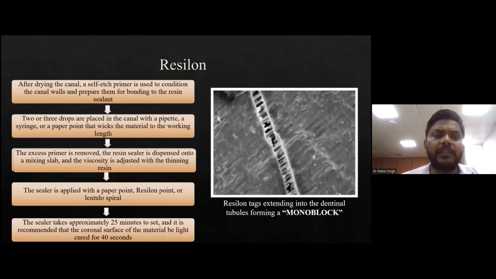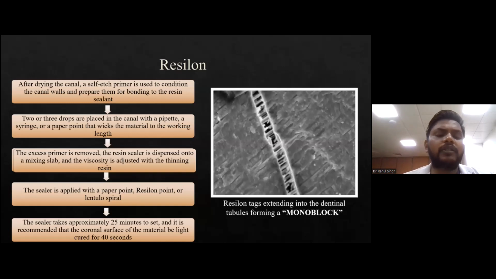This is the procedure. After drying the canal, a self-etch primer, as I've told, is used to condition the canal. So one step is this application of the primer. Then 2 or 3 drops are placed in the canal with a pipette, syringe, or paper point so that you apply evenly on the canal walls. Excess primer is removed. And then the sealer is applied with the help of a paper point, a Resilon point, or a lentulo spiral. We'll talk about how to effectively apply a sealer on the canal walls. This is also a question. We'll deal with this after this.